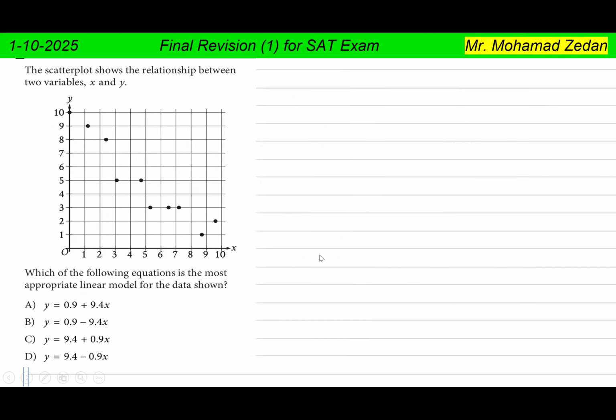The scatter plot asks you what is the most appropriate linear model that represents the line of best fit here. Please don't take an exact point. You have to take a line with negative slope and a line with y-intercept 10 or something like that, 10 point something or 9 point something. So which answer is correct here? We solved this question before. You can try to practice.